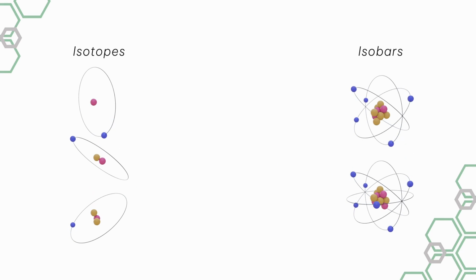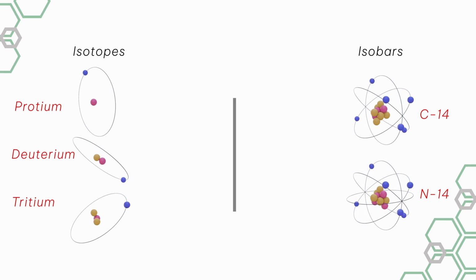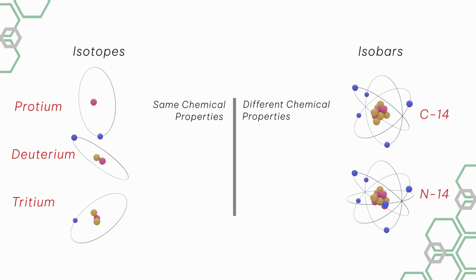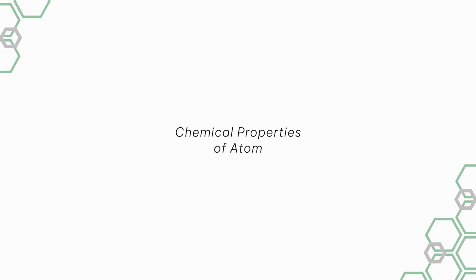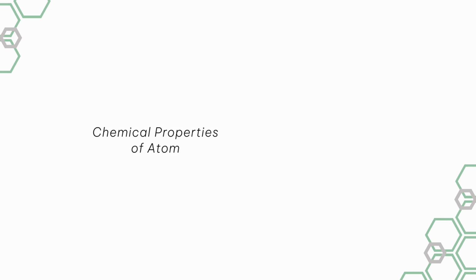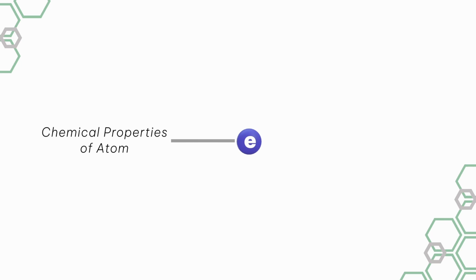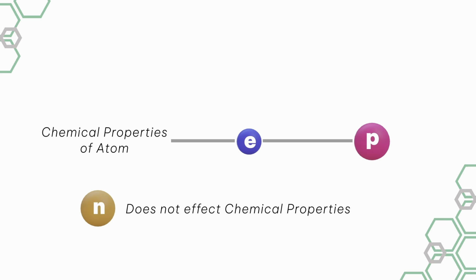One thing to note about isotopes and isobars is that the chemical properties of isotopes are almost the same and are different for the isobars, because the chemical property of an atom depends on the number of electrons in that atom, and the number of electrons in an atom would depend on the number of protons present in that atom. And if we talk about the neutrons, then they do not have any effect on the chemical property of an atom.